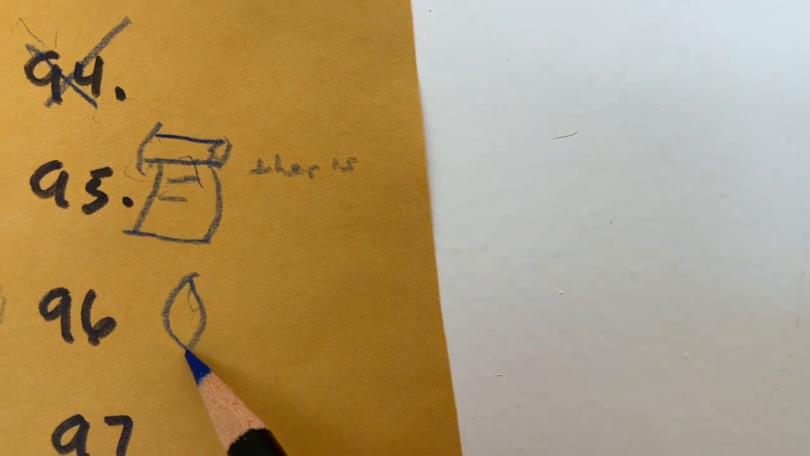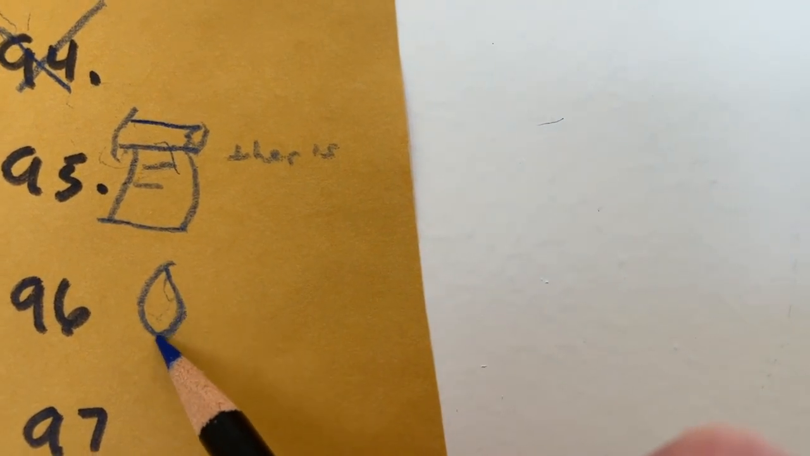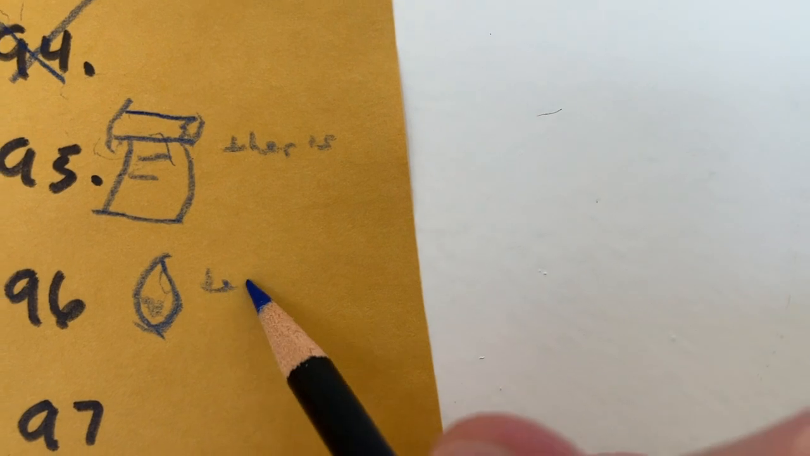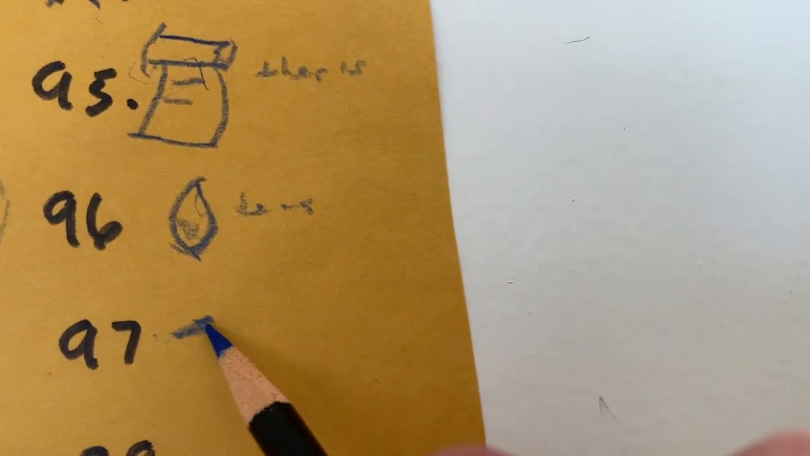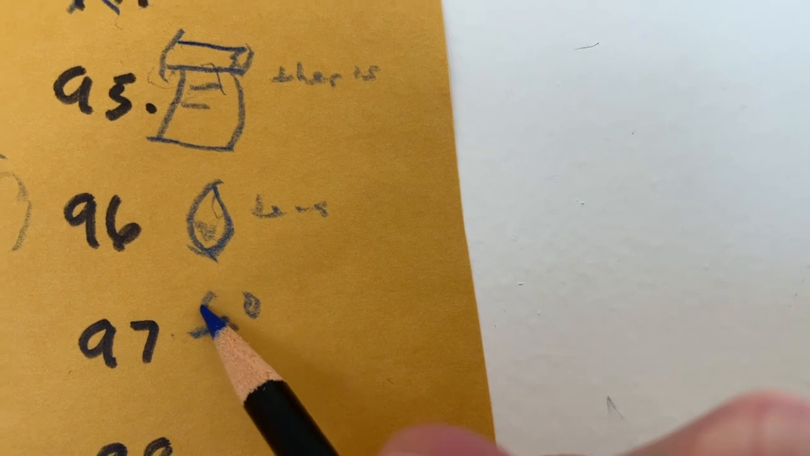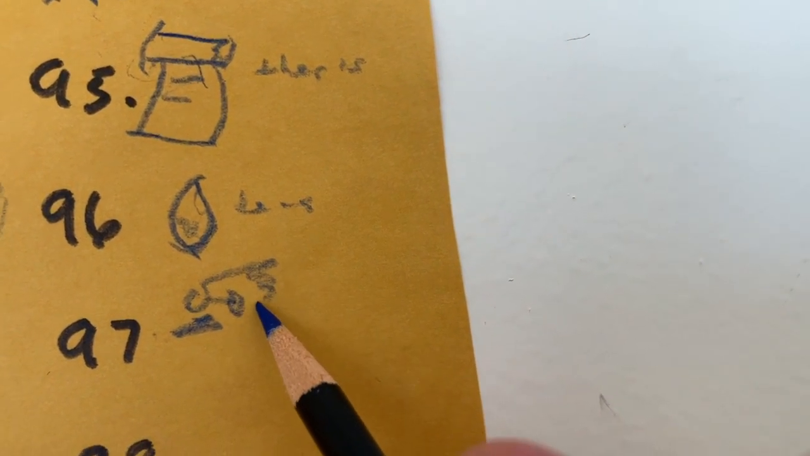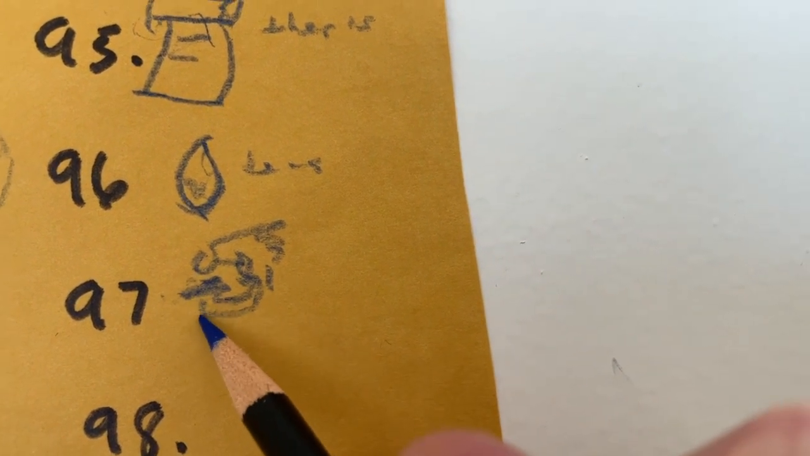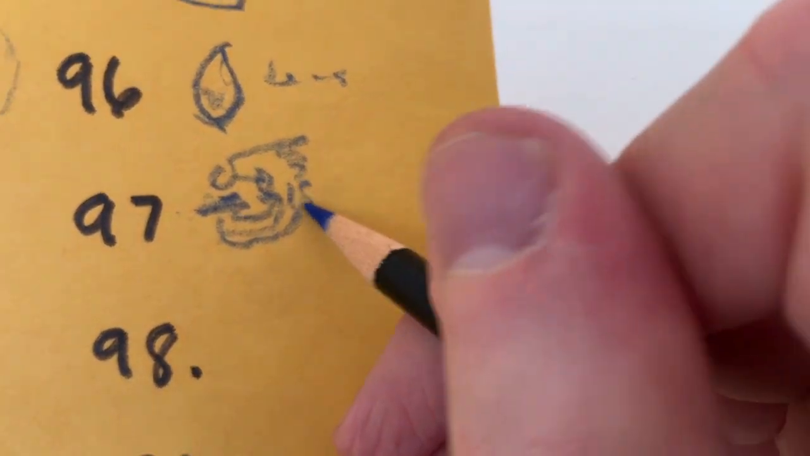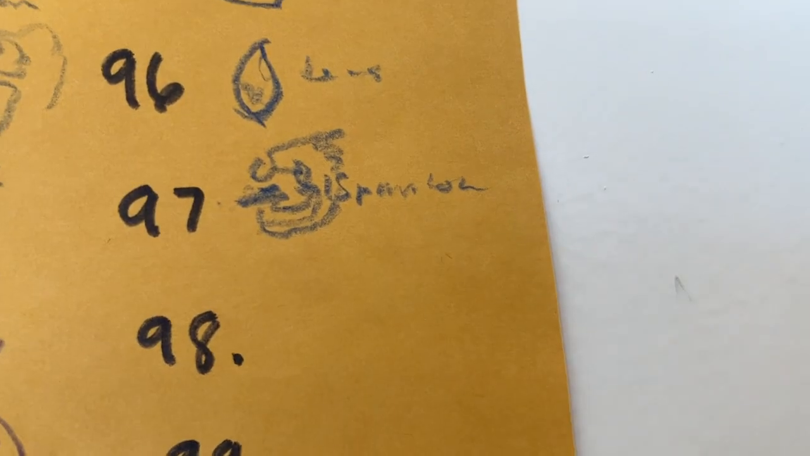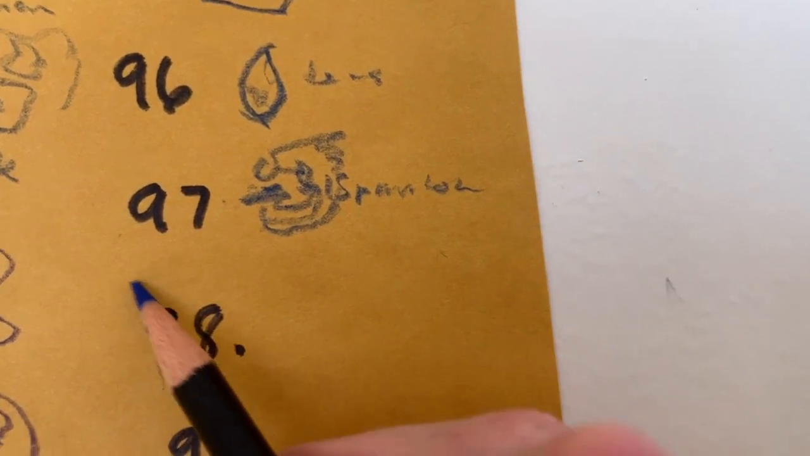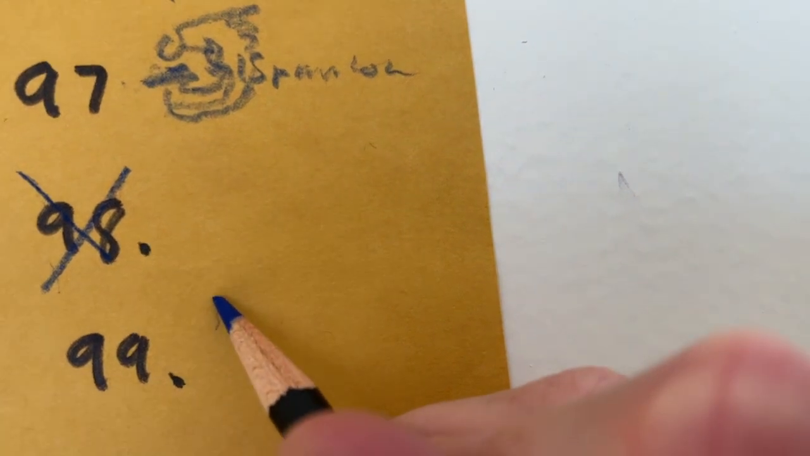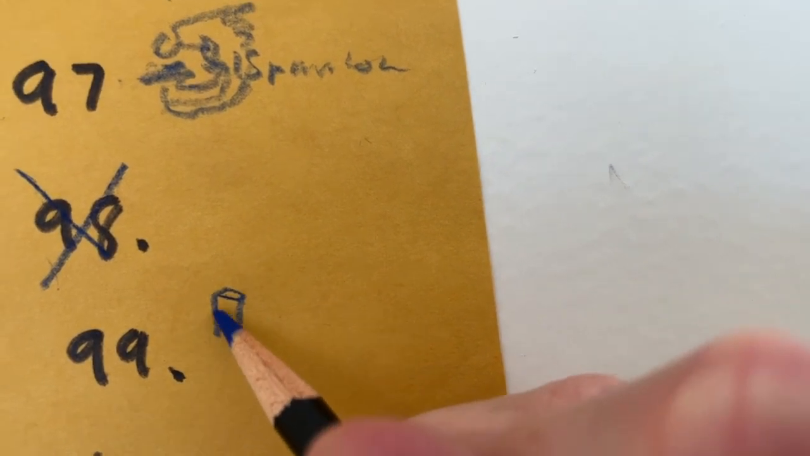Okay, 96, tears. That was from a song. And I'm not drawing a teardrop too well. 97, I put Spampton, because he was best salesman in 1997. I'm not drawing him too well either. All my characters look kind of creepy. For 98, I'm going to cross this one out. I don't remember 98 too well. 99 is a ball of beer. 99 balls of beer.